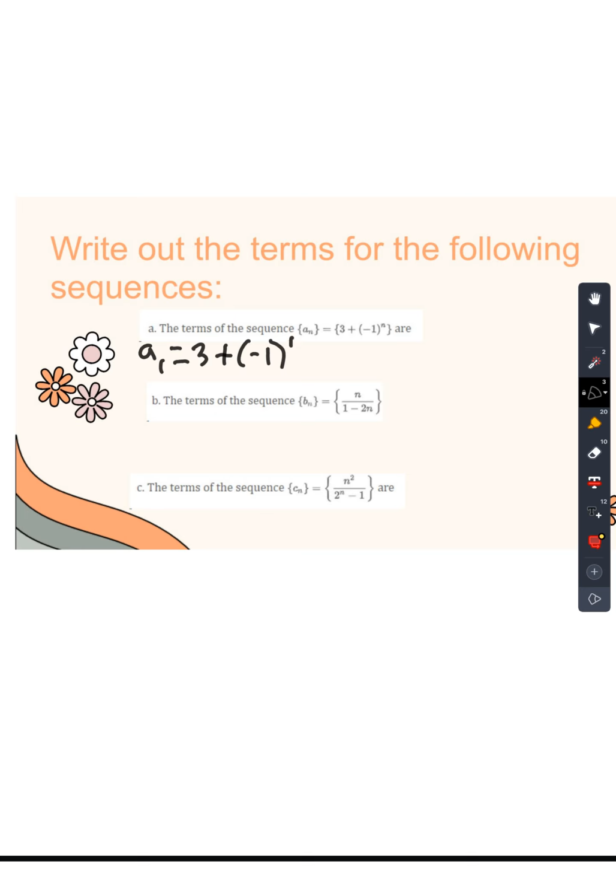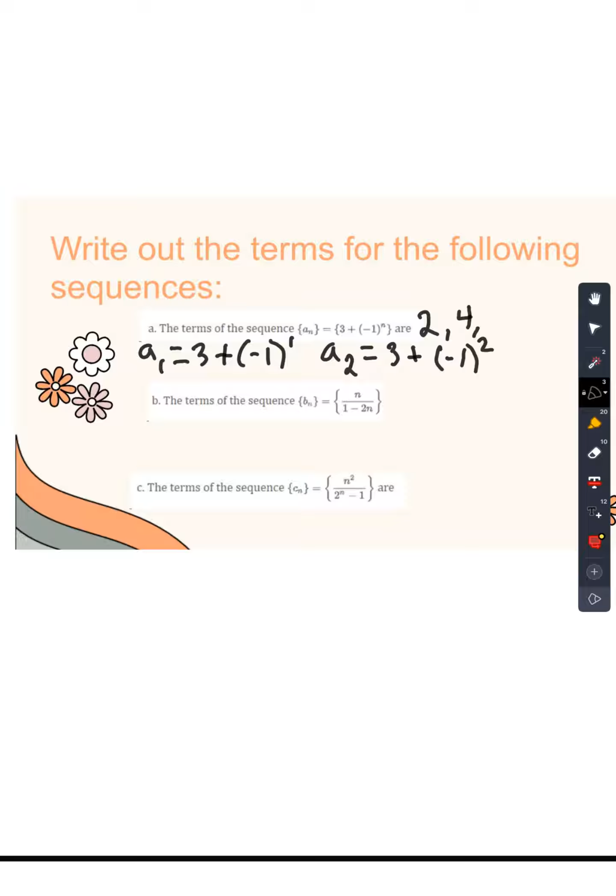And notice here that we get 3 plus a negative 1, which gives us 2. Then if I look at my a sub 2, it's going to be a very similar process. And now I'm squaring it. So now I have 3 plus a positive 1, so I get 4. Notice that if I continue this pattern, I'll plug in 3 next and 4 next.